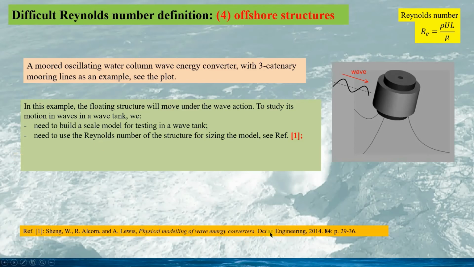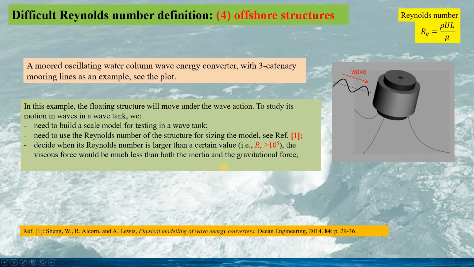See the reference here. And to decide in what situation the Reynolds number would be large enough. For instance, when the Reynolds number is larger than 100,000, then the viscous force would be much smaller than the inertial and the gravitational force of the fluid. And to model the physical model, we use the fluid similitude only.